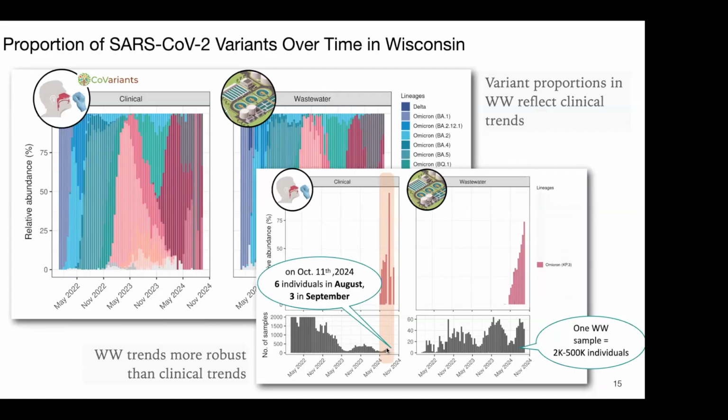Now they arrive at almost just a dozen samples every other week. And so, as you can see here on the clinical trend, when focusing only on the Omicron KP3, the trend is actually more robust when you look at the wastewater signal than when you look at the clinical signal.